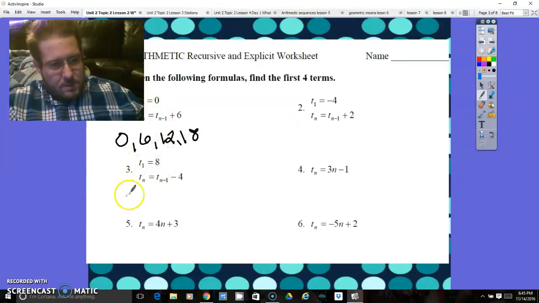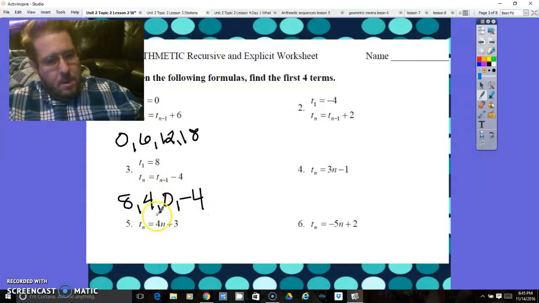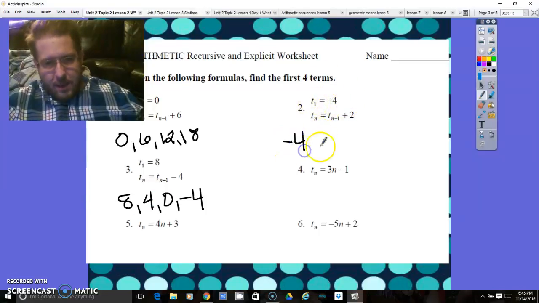All right, same down here. We've got t sub 1 is equal to 8. So that means the first term is 8. And then to find any term, you take the previous term and you subtract 4 from it. So that would be 4, that would be 0, and that would be negative 4. All right. This one up here, we've got the first term is negative 4, and each number after it is going to be increased by 2, which gives you this.